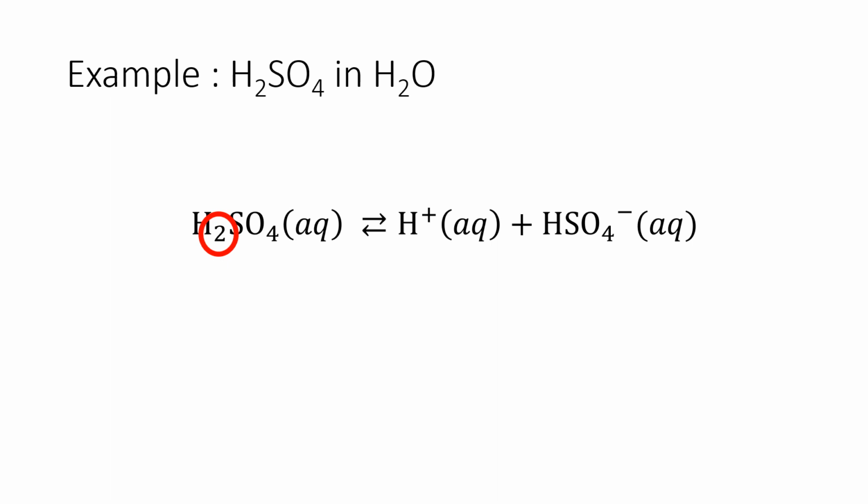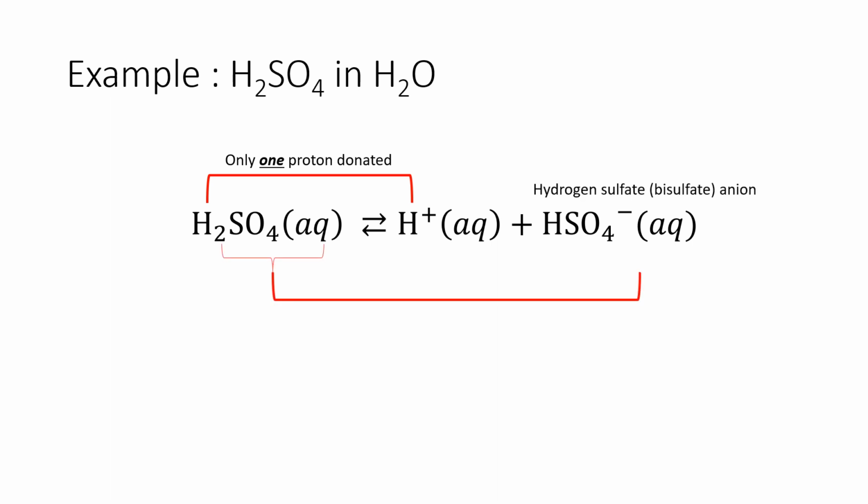Here, we see that only 1 proton is donated and H+ is written on the product side. The conjugate base is the hydrogen sulfate anion. Hydrogen sulfate can also be called bisulfate. Notice the charges and the species are balanced, and the acid dissociation constant can be written.